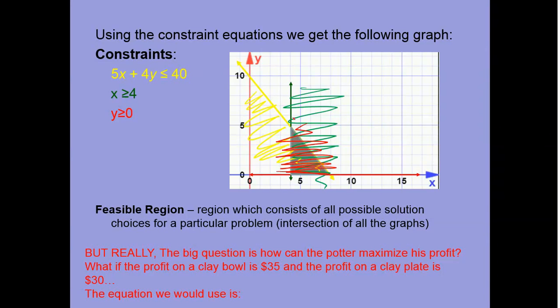So, what if the profit on a clay bowl is 35 bucks and the profit on a clay plate is 30 bucks? Well, to find out the amount of money he's going to make off of bowls and plates, we would have 35x plus 30y, right? Because 35 is per bowl and 30 is per plate. So 35 times x would find the amount of money I'm making off of bowls, and 30y would be the amount of money I'm making off of plates.